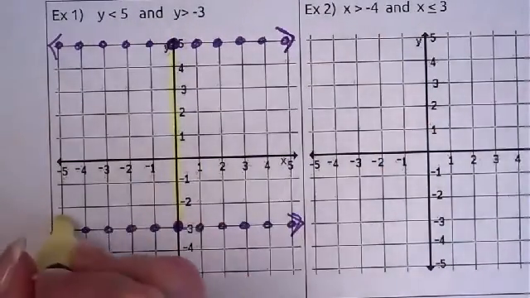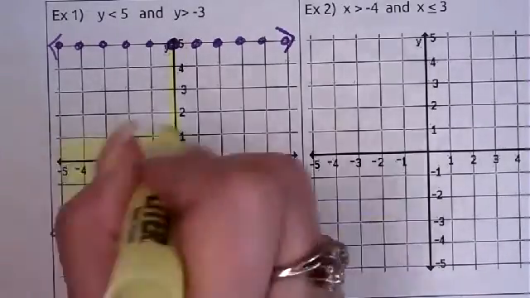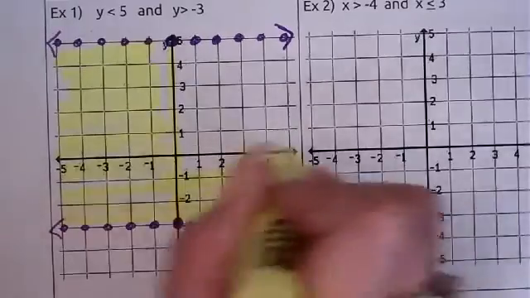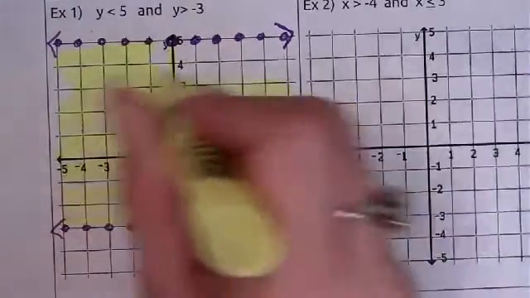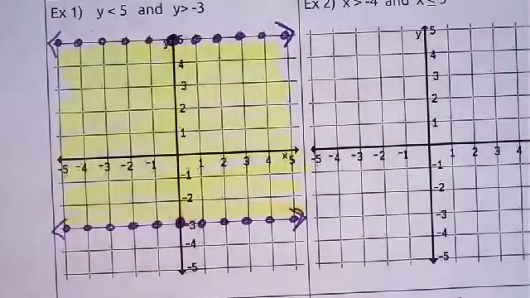So what I'm going to do is graph this whole color in or shade in this whole part of my graph paper between my lines. Just like that. Okay.